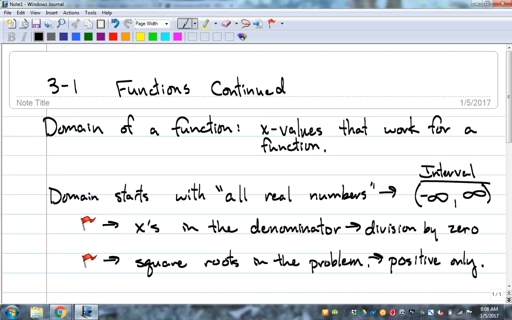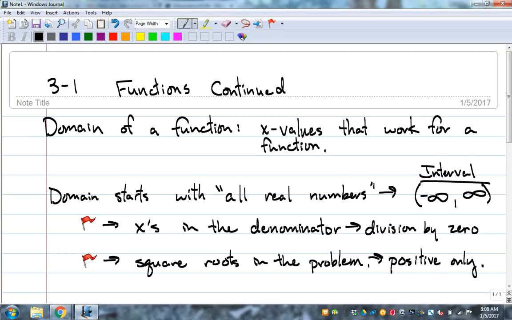The red flags we're going to look for are that x's are in the denominator. You're dividing by a variable. Okay, that's division by 0, possibly. What we've got to find is what x value would make it division by 0. Okay, and we'll see that as we get to some problems here.